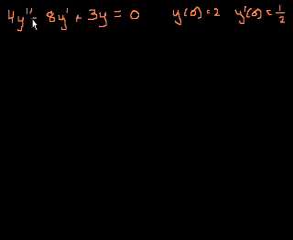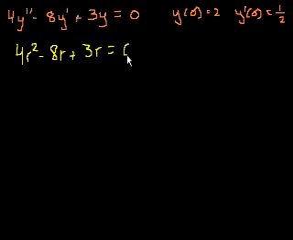mechanically. So if this is our original differential equation, the characteristic equation is going to be, and I'll do this in a different color, 4r squared minus 8r plus 3 is equal to 0. And watch the previous video if you don't know where this characteristic equation comes from. But if you want to do these problems really quick, you just substitute the second derivative with an r squared, the first derivative with an r, and then the function is supposed to be a constant.